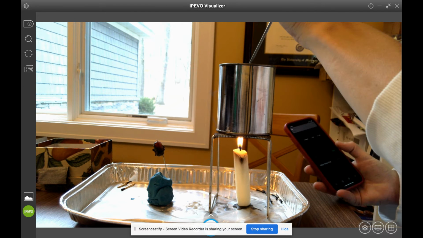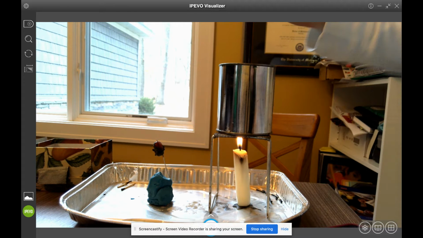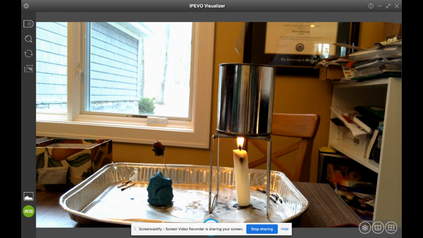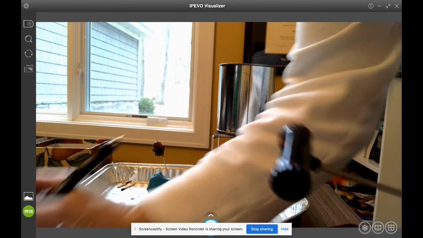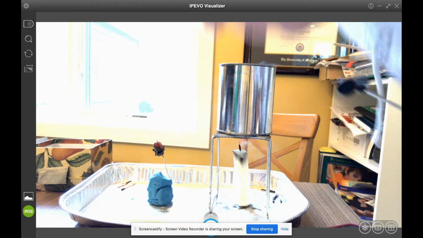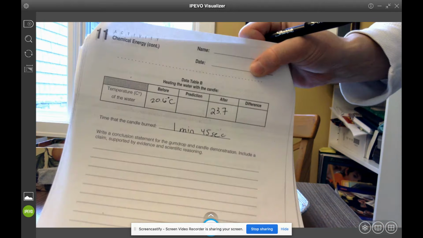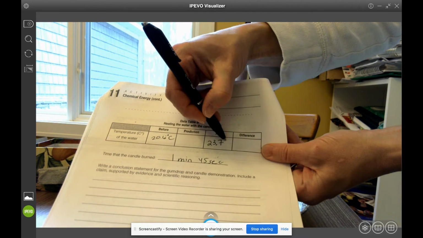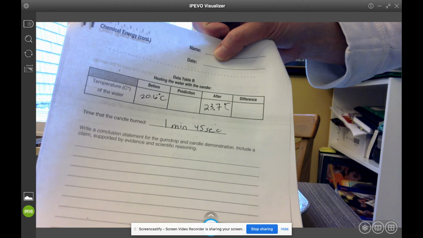All right, hold on. So we're done. We're at 23.7. It burned for an extra couple seconds. That's okay. 23.7, so let's write that down. You can't blow it out. It's the candle. All right, so 23.7 was the final degrees. Very, very close. And then let's calculate the difference. So let's stop this timer. Let's go to my calculator.